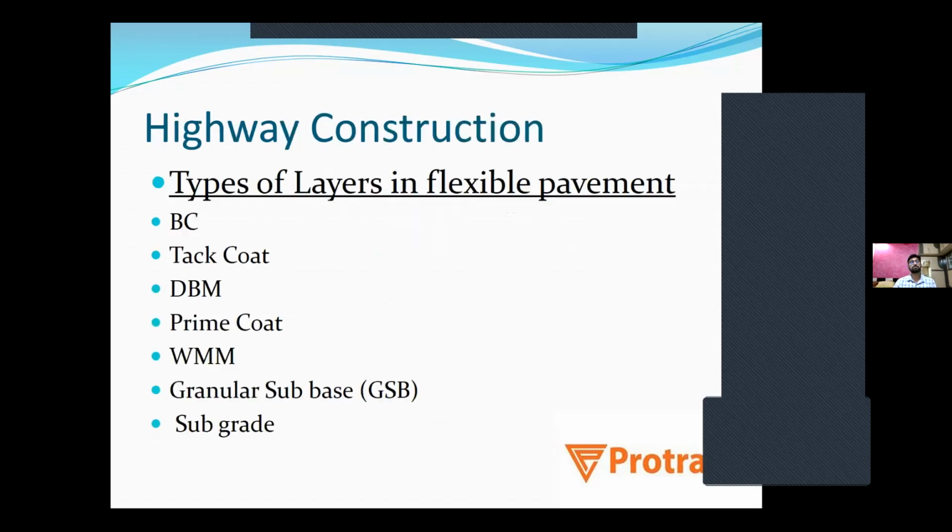So we will go with construction of highway. We can see the types of layers in flexible pavement. There are actually two types of pavement. First is flexible and second is rigid. Flexible pavement consists of bituminous work or bituminous concrete. So we will go from bottom to top.